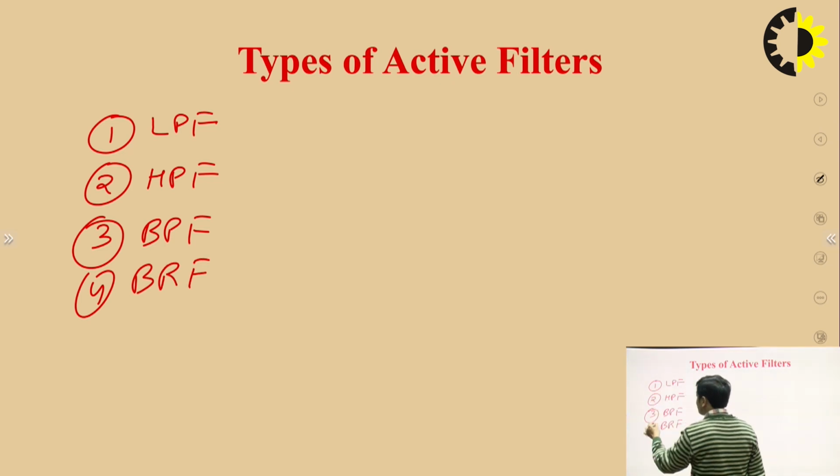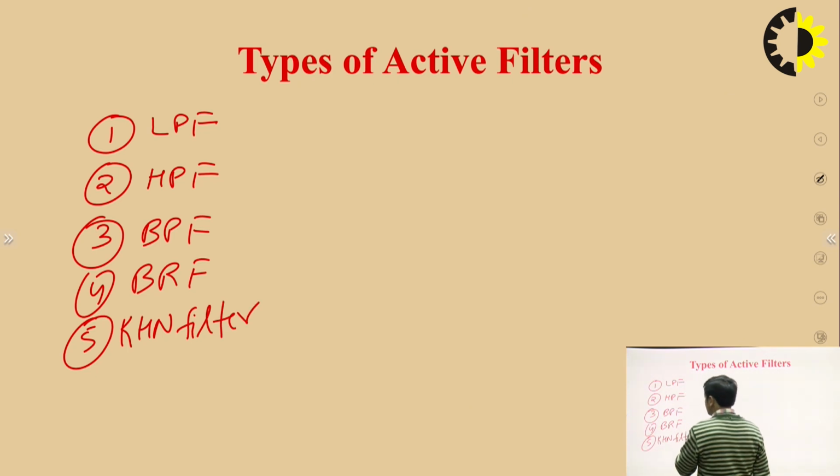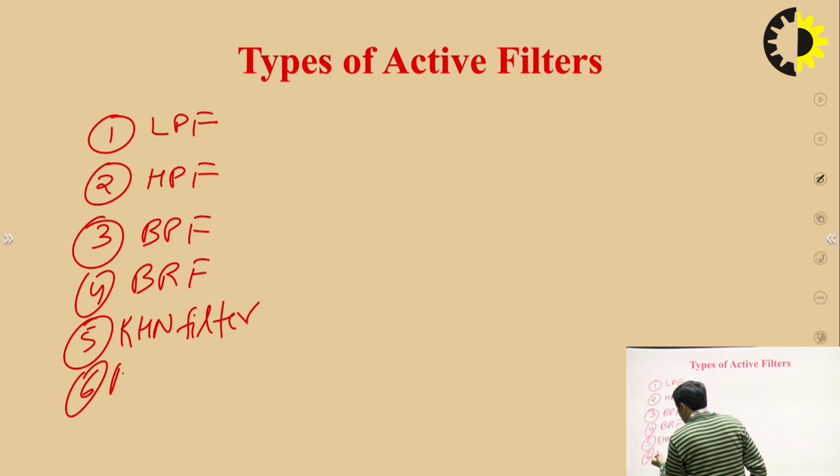And apart from these four filters, there is one filter called the KHN filter, also referred to as the universal filter. With the help of the KHN universal filter, we can realize all the filters like low pass, high pass, band pass and band reject. And one more filter is there, called the all pass filter.